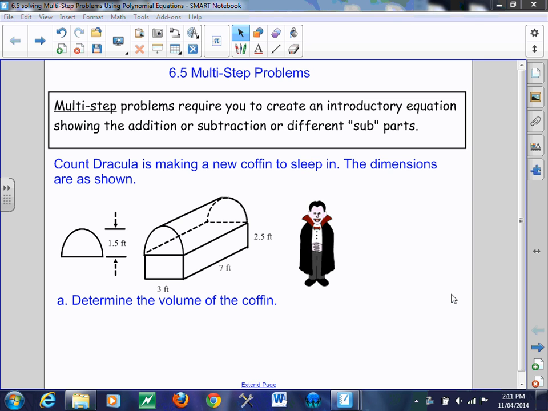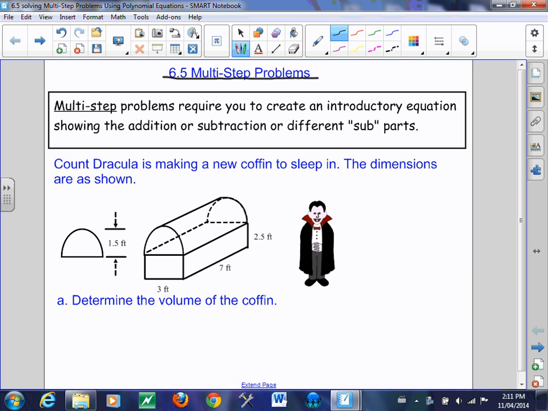So the first thing we're going to do, I'm just going to underline the title, is that we need to remember that whenever we're dealing with multi-step problems, usually you have to do more than one calculation. So what we need to do is create an introductory equation showing the addition or subtraction of two different parts.